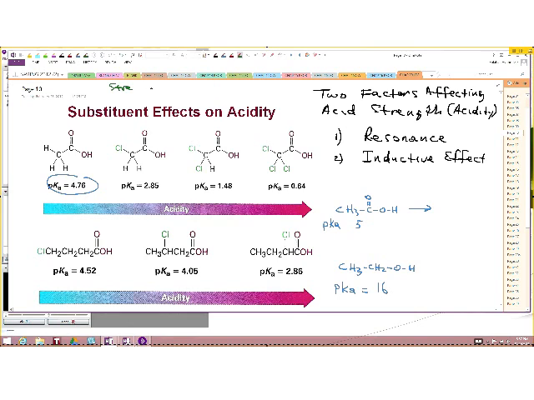Strength or acidity of an acid depends on the stability, or weakness, call it weakness, of the conjugate base.